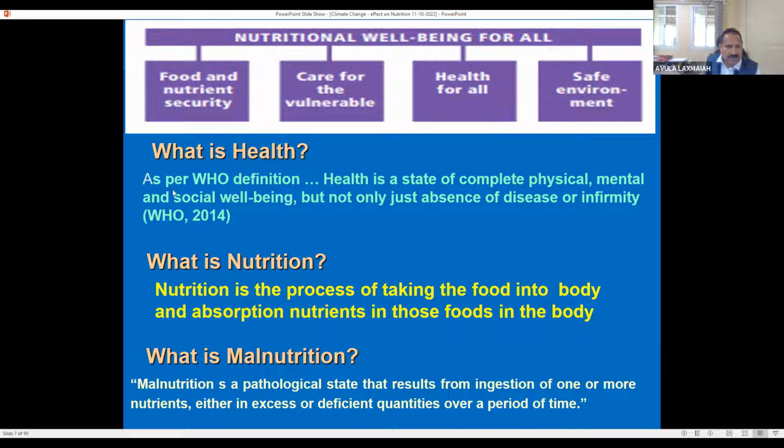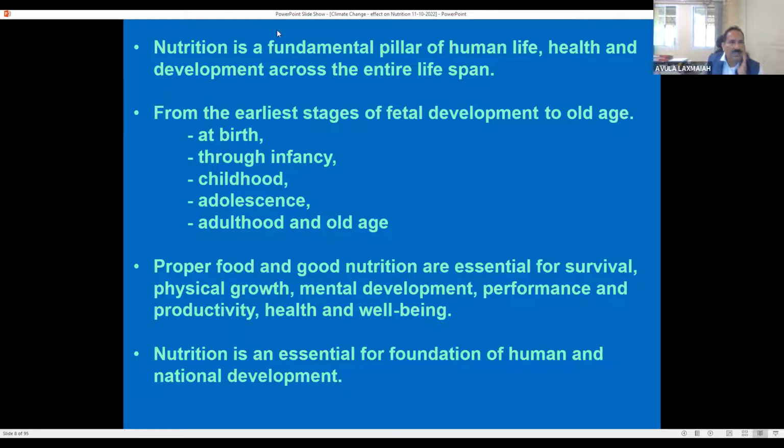So the fundamental definitions I need not repeat: what is health, you know, everyone knows, and what is nutrition and what is malnutrition, including both undernutrition and overnutrition. Nutrition is a fundamental pillar of human life, health and development across the entire lifespan. From the earliest stages of fetal development to old age, all these stages are affected by nutrition or undernutrition. Proper food and good nutrition are essential for survival, physical growth, mental development, performance, productivity, health, and well-being. And nutrition is essential for fundamental human and national development.